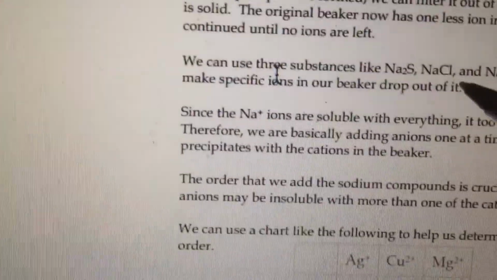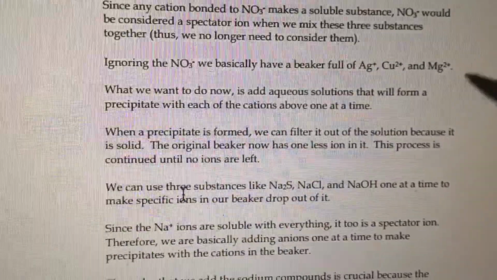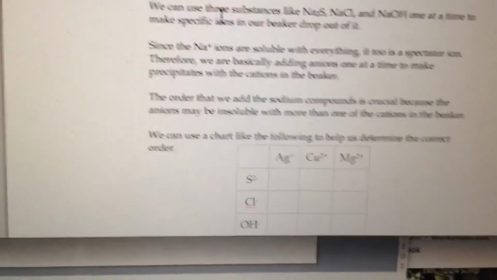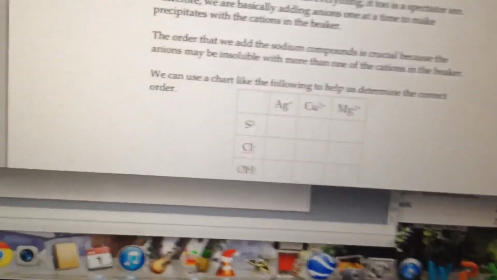What will happen though is the sulfide, the chloride, and the hydroxide can bond with silver, copper, and magnesium to form precipitates. So we need to write out this table and see what makes a precipitate and what makes nothing. Either we'll have a precipitate, which we're going to mark with PPT, or SOL for soluble, as in solution. Just be careful, some people put SOL and they think solid. It's not solid, it's solution, okay? So just be aware of that.